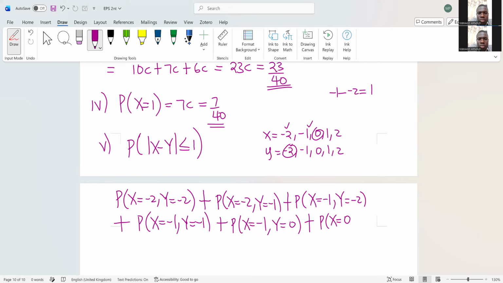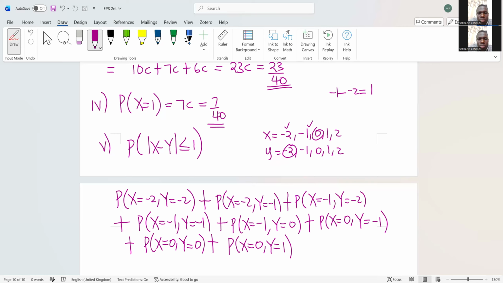probability of x equals 0, y equals -1. That satisfies. Then plus x is 0, y is -1 satisfies. Then plus 0, 0, x is 0, y is 0 satisfies. Then plus 0, 1, probability of x equals 0, y is a 1, that satisfies. So for 0, that case is done.